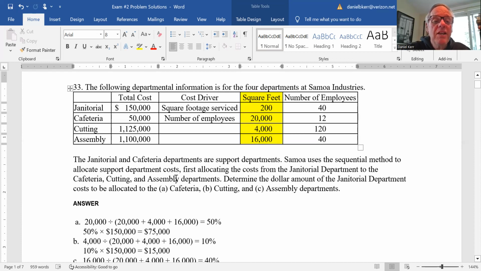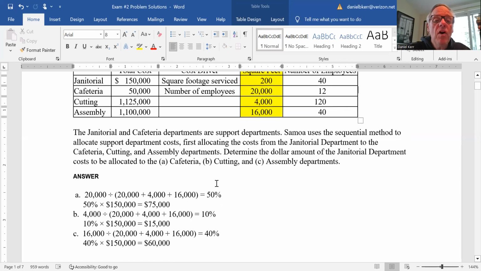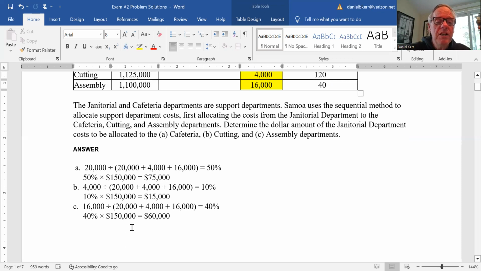So the amount of costs that go to cafeteria is 20,000 divided by the total of 20,000 plus 4,000 plus 16,000, which is 50%. 50% of 150,000 is 75,000. The cutting department has 4,000 square feet. Same denominator, 4,000 divided by the combined total of 40,000 gives you 10%. 10% of 150,000 is 15,000. And then the last one, assembly, is 40%. 40% times 150,000 gives you 60,000.